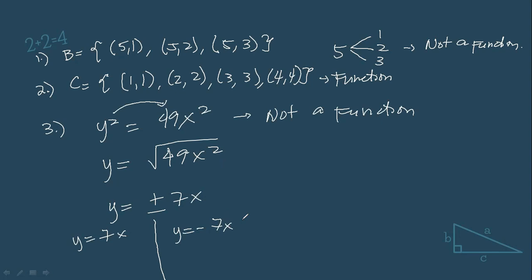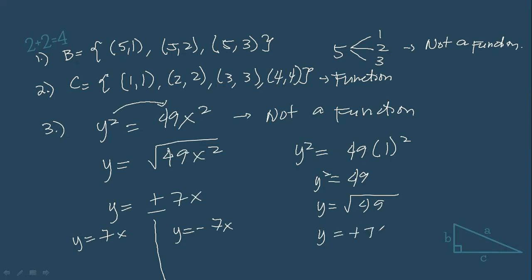So, tignan nga po natin yung result. Halimbawa, let our x be 1. So, di ba po, y squared daw po is equal to 49 times x squared, and our x daw po is 1. So, that is 1 squared, that is 1 times 49, that is 49. Y squared, so y po natin is equal to the square root of 49. At ang square root po ng 49, it's either positive 7 or negative 7, because negative 7 times negative 7, that is also 49, and positive 7 times positive 7, that is 49.